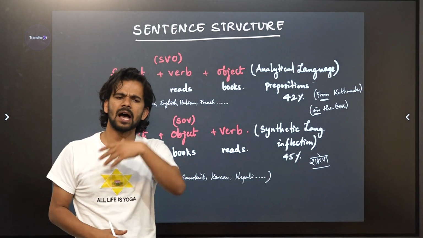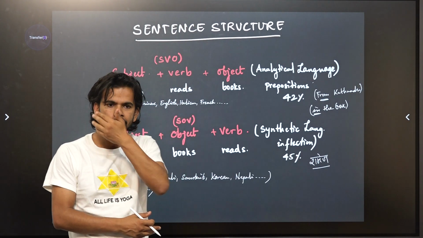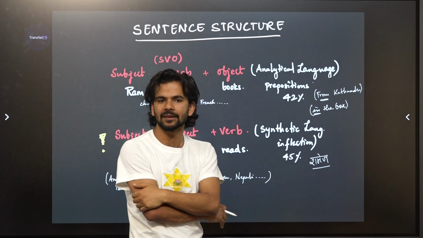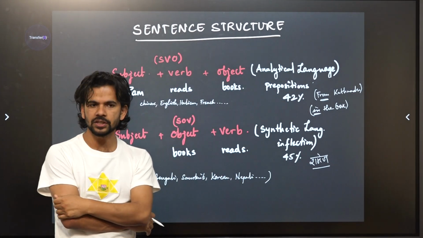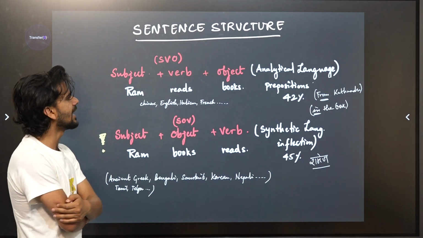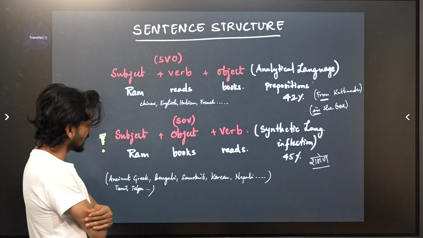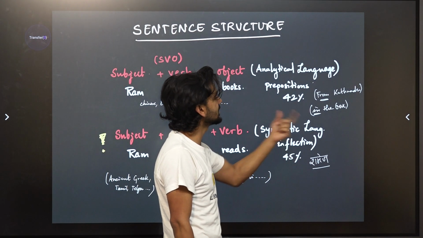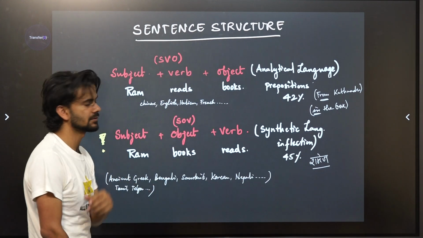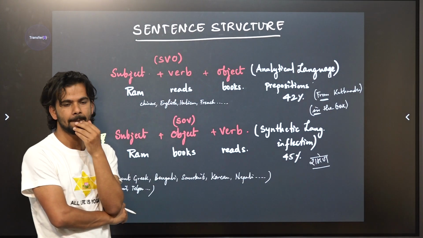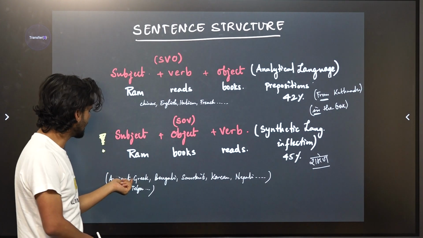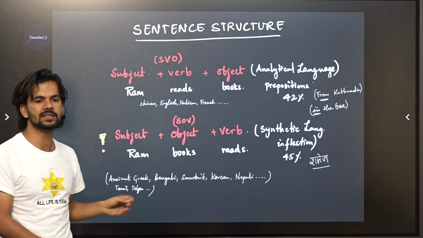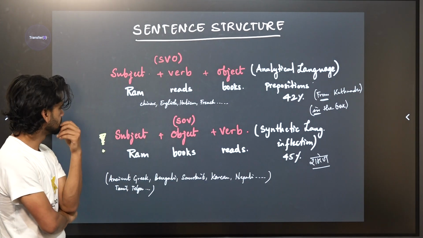And around the world, how many languages are there? There are many languages, right? Of the many languages, about 42% of the languages around the world are of the type analytical. Whereas 45% of the world are synthetic languages, like Sanskrit, Nepali, ancient Greek, Bengali, Korean, Tamil, Telugu. These are Indian languages spoken in South India.